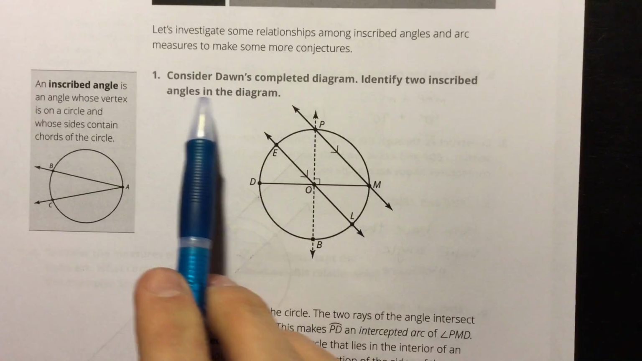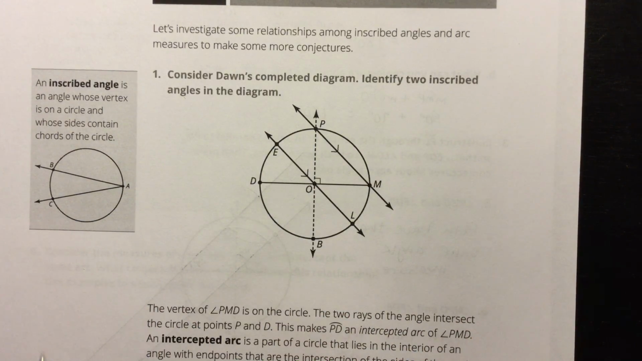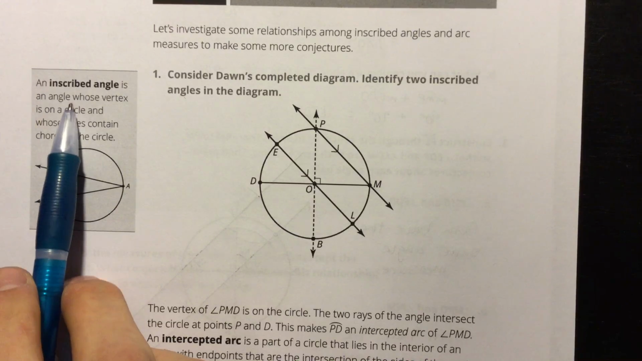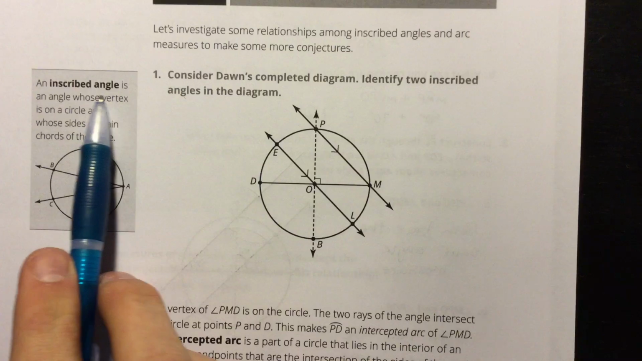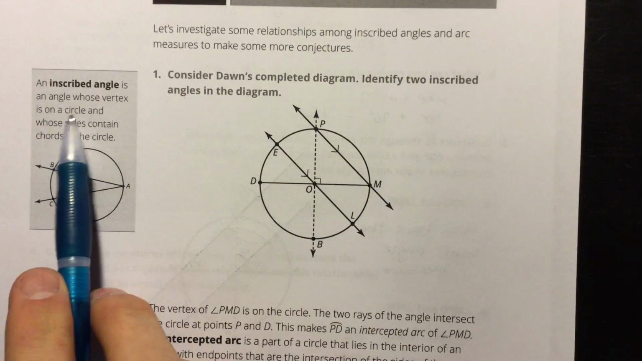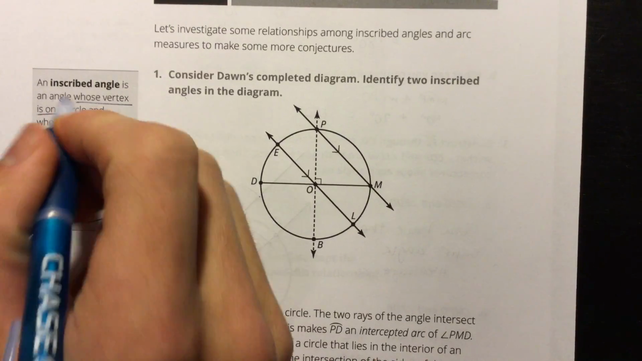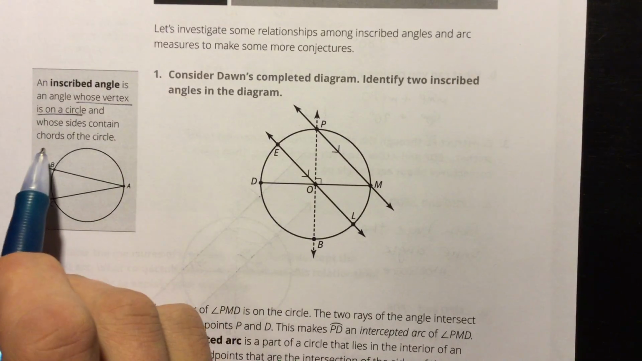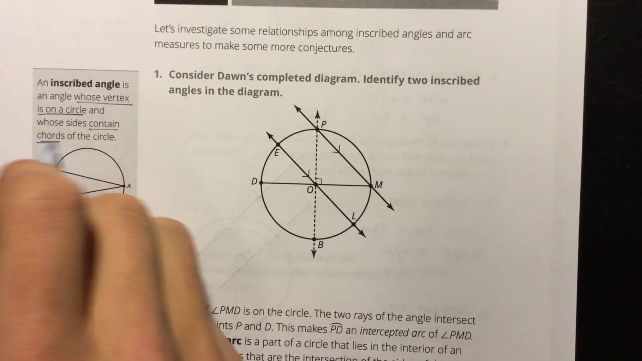Number 1 says, consider Don's completed diagram. Identify 2 inscribed angles in the diagram. If you aren't sure what an inscribed angle is, you can watch the vocab video if you want. That's 20 minutes, or you can just look at this right here. An inscribed angle is an angle whose vertex is on the circle, and whose sides contain chords of the circle.